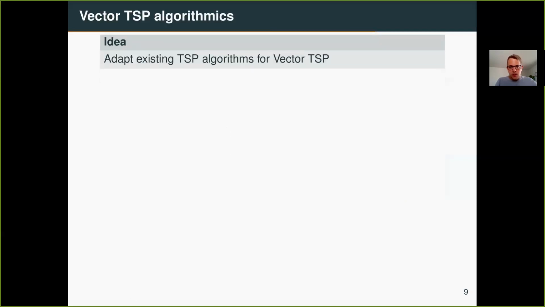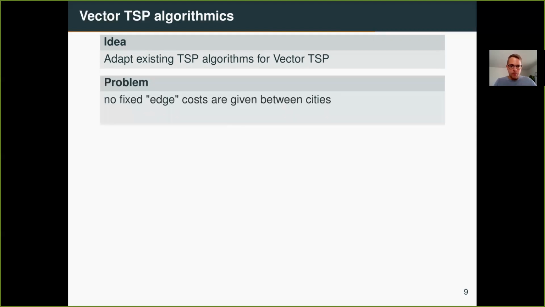So let's continue. So we did the complexity part. So now let's look at algorithmics. So a basic idea of everyone, I suppose, is to, when you look at some new problem, maybe you want to see if existing algorithms already solve this problem or might be adapted to solve this problem. But we had a problem with this because we don't have any fixed edge costs between cities, such as any other TSP has as an input.